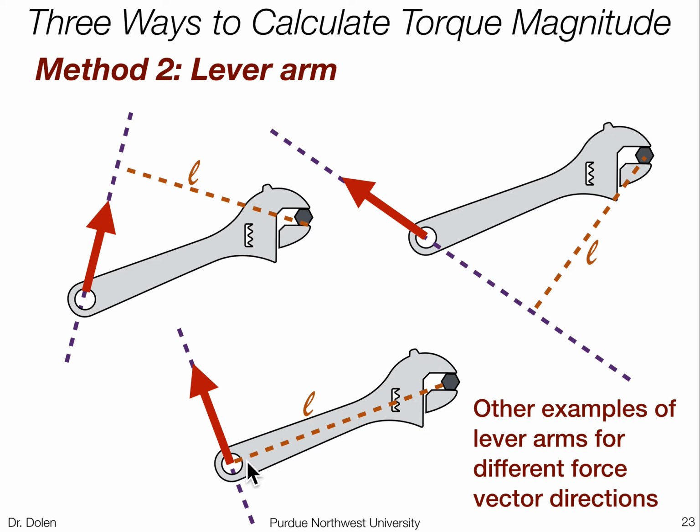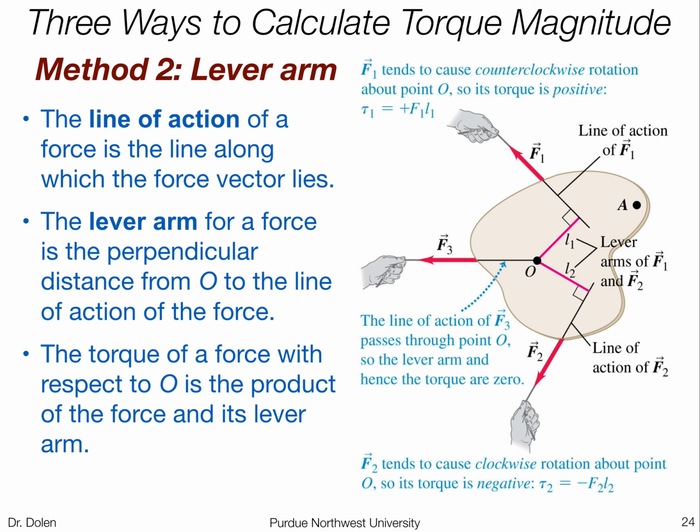So you can see that this example has the largest lever arm. Both of these have a smaller lever arm. So it's optimal for me to apply the force perpendicular to this axis here. In that case, I have the biggest lever arm and I get the most torque. This method is useful, especially when you have some kind of large extended body. So here's a nice example from the book where there's some kind of weird shaped object and we're rotating about point O.